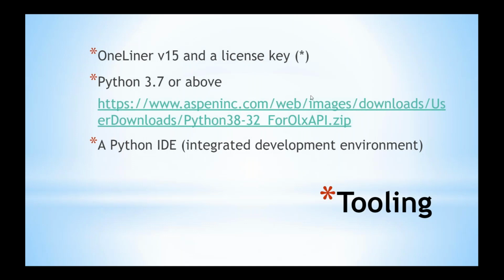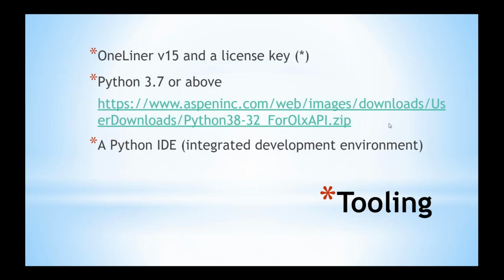Now, this asterisk on the first line shows that if you use an ASPEN network key, then there is an extra setup step that you will need to put inside your Python folder for it to access the key. I'm not going to go into detail here, but if you want to run the Python script with OneLiner with the network key, read the documentation to make sure that you set up the Python, which is just an additional file that you have to copy to your Python folder.